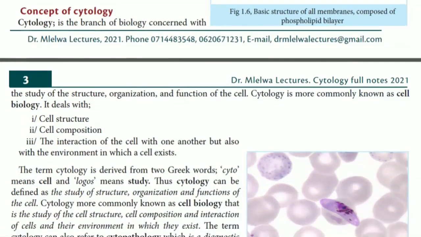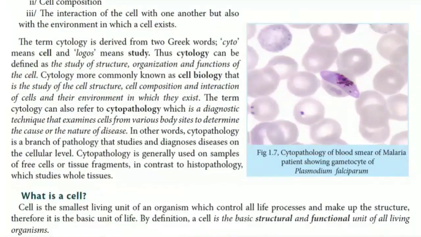So by definition, the term cytology is derived from two Greek words, which are cyto meaning cell and logos meaning study. Thus, cytology can be defined as the study of structure, organization, and function of the cell. Cytology, more commonly also known as cell biology, is the study of the cell structure, cell composition, and interaction of the cell and the environment in which they exist, as we have already described before.